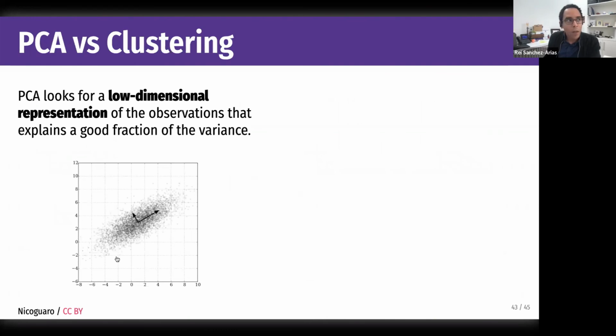So that may be clustering, right? And there's this technique called k-means clustering, which can be posed as an optimization problem.